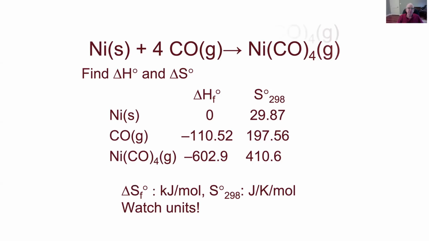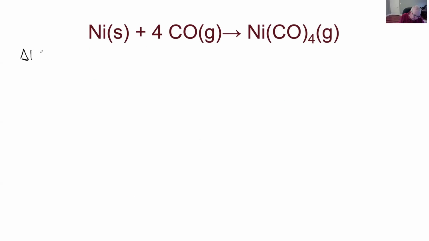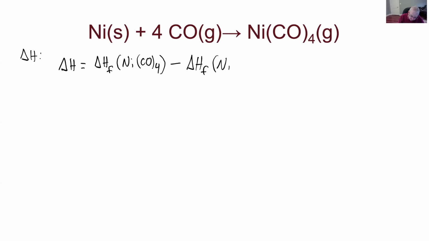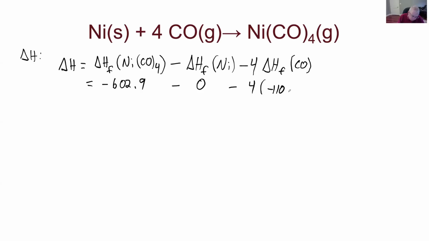All right, let's do the calculation. I'm going to do delta H first. Where I can say delta H for my reaction should be equal to just the product. So that's the heat of formation for the product, which is the nickel carbonyl, minus the heats of formation for the reactants, and then I can put in the numbers, grabbing them from the previous slide or from my cheating notes over here. So this is 602.9 minus the nickel is 0, minus 4 times, and this one is minus 110.52.